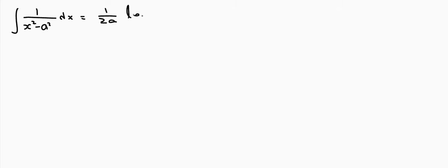In this module we are going to discuss integrals of type integral 1 by x square minus a square. For that we have to study some standard results. The first: integral 1 by x square minus a square dx equals 1 by 2a log modulus x minus a by x plus a plus c.